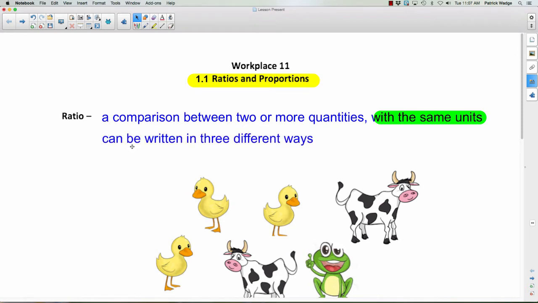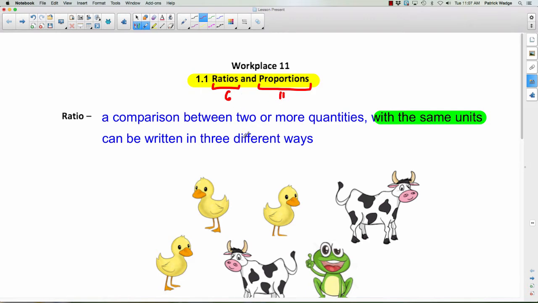Ratios can be written in three different ways. Let's say, for example, I wanted to write a ratio comparing how many letters there are in the word ratios and how many letters there are in the word proportions. I count up ratios: 1, 2, 3, 4, 5, 6 letters. And if I count up proportions: 1, 2, 3, 4, 5, 6, 7, 8, 9, 10, 11. So we got 6, we got 11.